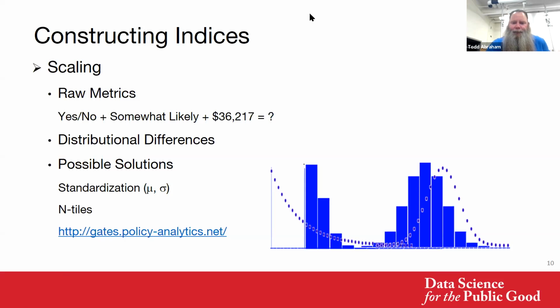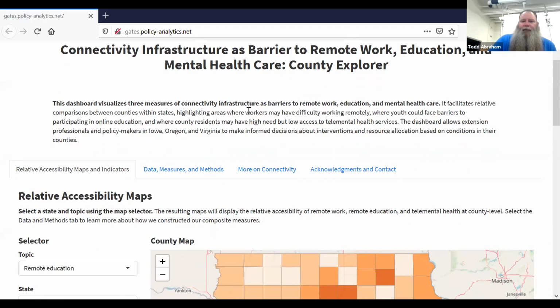I wanted to jump to this. Are some indicators that have been created in relation to the Gates grants that are funding some of the DSPG work this summer. And share my screen back with you to show. And these are some indexes that were created to measure barriers to remote working, remote education, and remote healthcare, particularly mental health care.